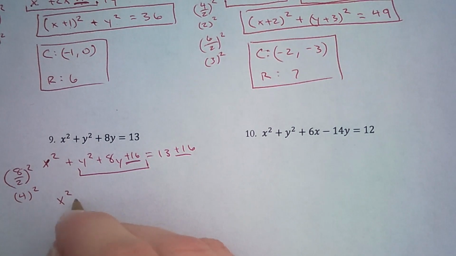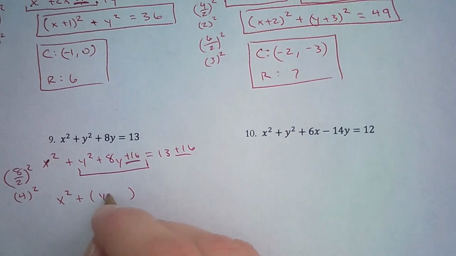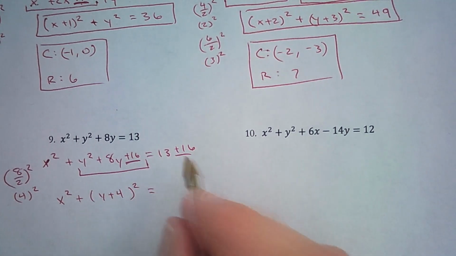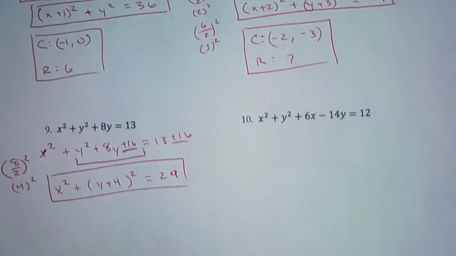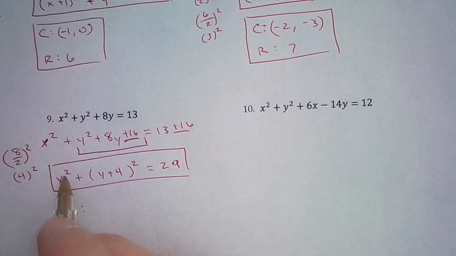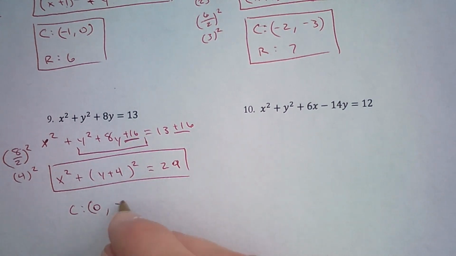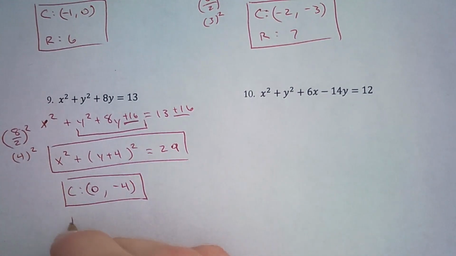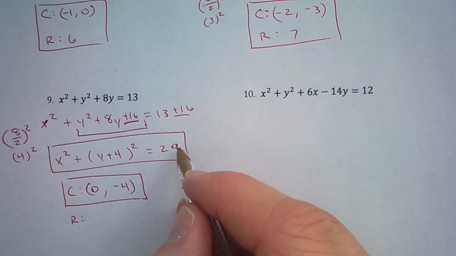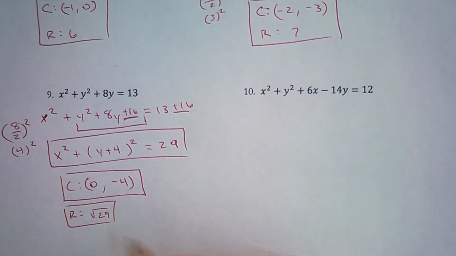Okay, so we have x squared plus, and then the factored form, half of b is 4. y plus 4 squared. And 13 plus 16 is 29. Here is my standard form. The center, from the x part here I get 0 because we're adding nothing. And negative 4. And the radius, the square root of 29, and I don't want to write that as a decimal, I'm going to leave it exact. It is the square root of 29.